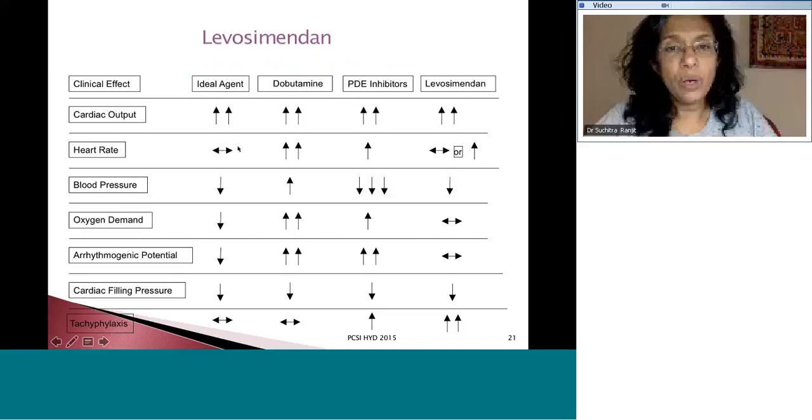So it is coming close to a fairly ideal agent because the cardiac output improves. In most cases, the heart rate doesn't increase. The blood pressure may fall a touch. It doesn't cause much increase in oxygen demand. It doesn't have much arrhythmogenic potential. The filling pressures decrease, which translates to decreased congestive symptoms. It can cause tachyphylaxis after a while, which may decrease its efficacy when it's used on a long-term basis. But remember, this agent has a very long half-life. So generally, if you use it once a week, the effect may persist for even longer.